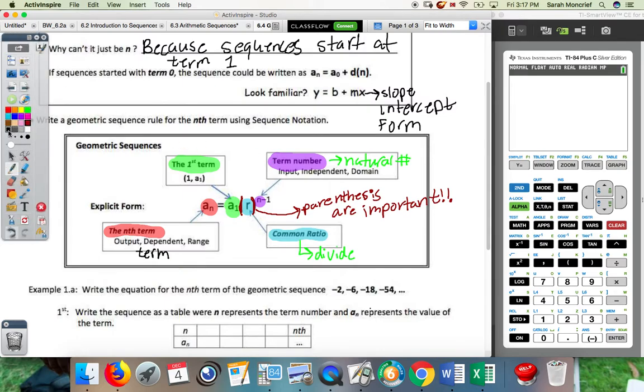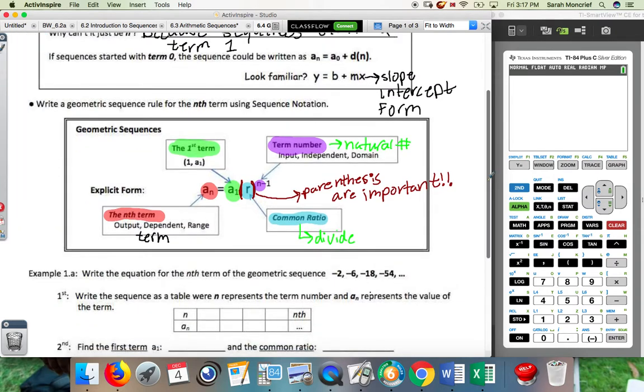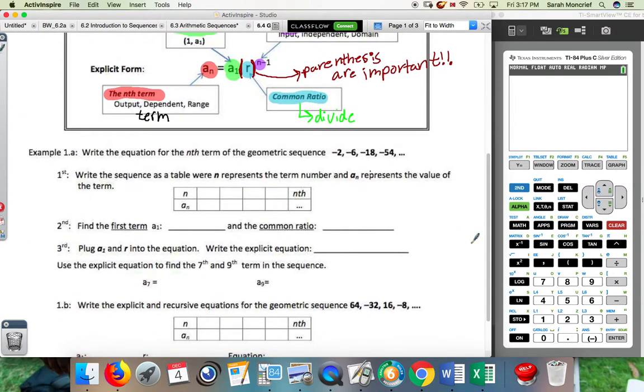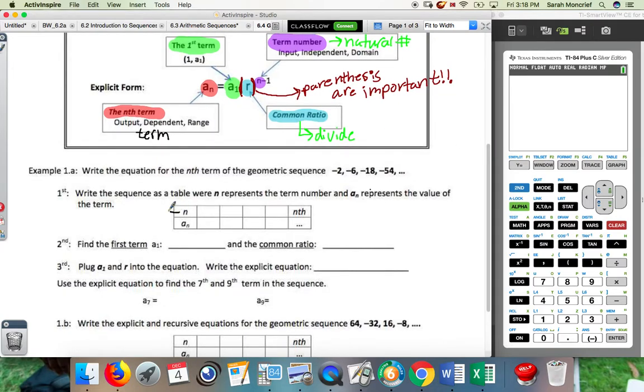Woo! Alright, now let's look at a couple of examples. They're really not bad. We want to write the equation for the nth term of the geometric sequence. Write the sequence as a table where n represents the term number and a sub n represents the value of the term. Again, let's think about what these are. What is n? It's our term number. And what is a sub n? It's our term.